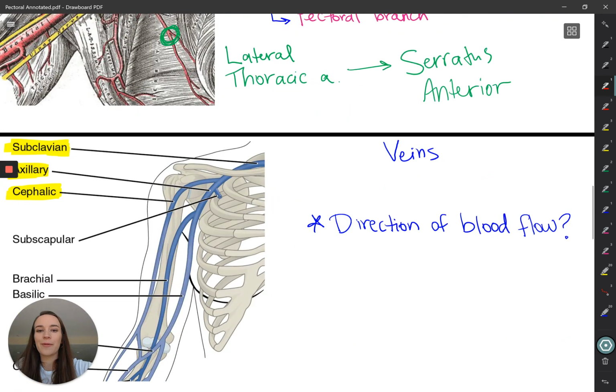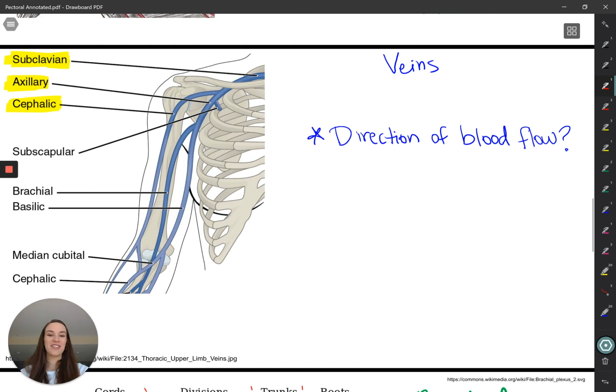So veins are pretty straightforward. I'm a stickler about little things like which direction the blood is flowing. So let's make sure that we remember that the blood flow is heading this direction. A lot of people get in the habit of saying, oh, this artery or this vein is going to come down and join up with this or split into this one, and that's not accurate because the blood flow is heading this direction towards the heart.